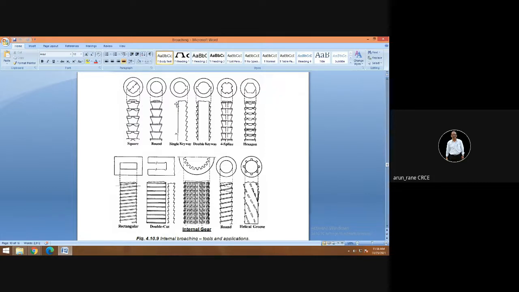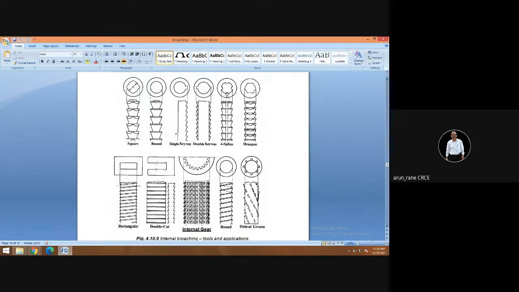But then this will be at the cost of accuracy. In the rotation of 180 degrees, that 180 degrees will never be precise. There will be some plus minus, 179 or 181. Whereas if you are using a double keyway broach, then this will be exactly whatever accuracy you have on the broach, the same accuracy you will get on the workpiece.